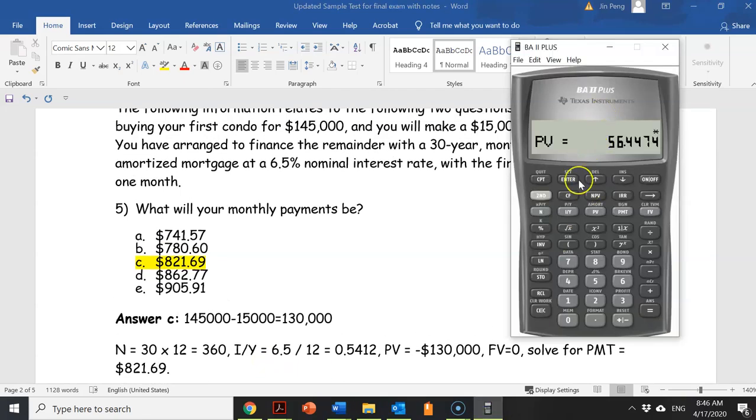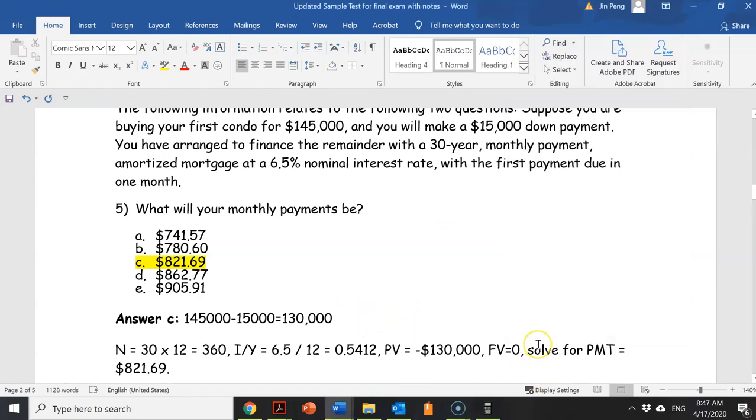So if I work on my financial calculator, I do 30 multiplied by 12, equal sign, input as n, then 6.5 divided by 12, equal sign, input as I. Present value is 130,000, let me put a negative sign, input as PV, and 0 as future value, compute for payments. So I have 821.69 as my monthly payments.